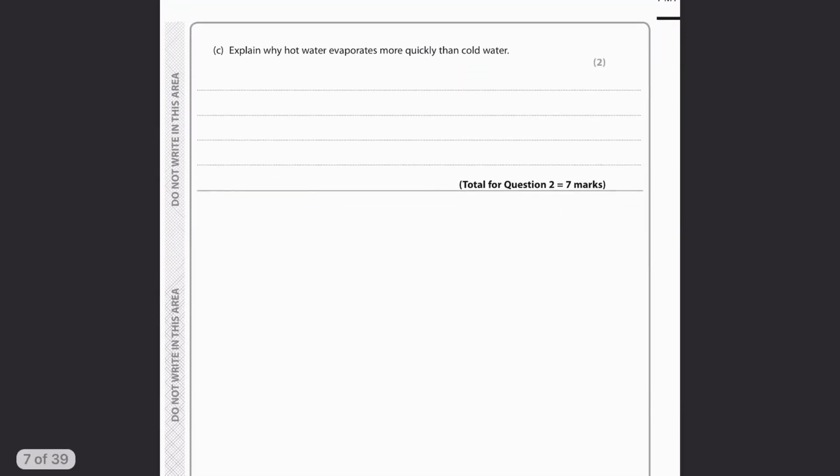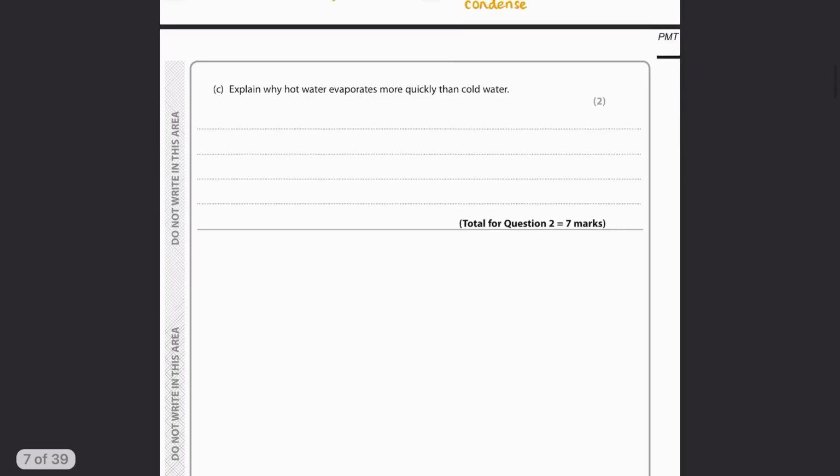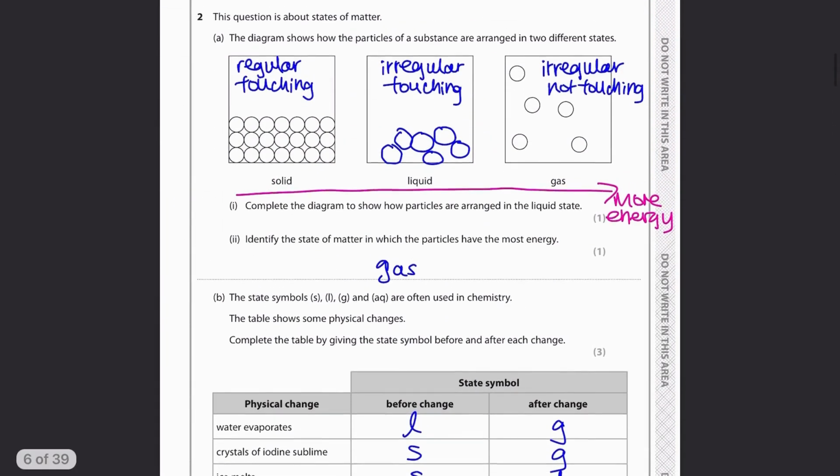Part C, explain why hot water evaporates more quickly than cold water. So one tip when you do exams is, if you're a little clueless, scroll back up and look at how the question can help you to answer. This is the last part of question 2, right? So there must be something in the previous parts that can be helpful to you. So let's scroll back up and just take a look.